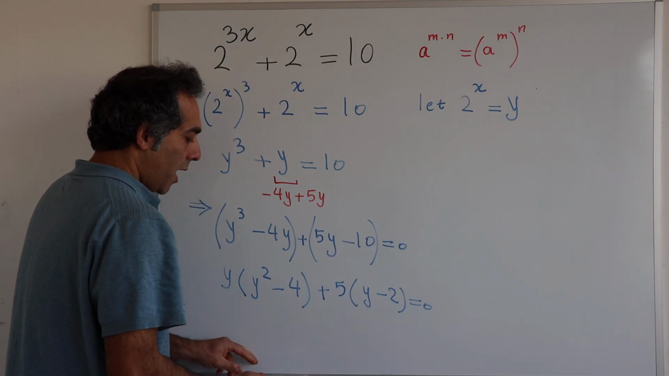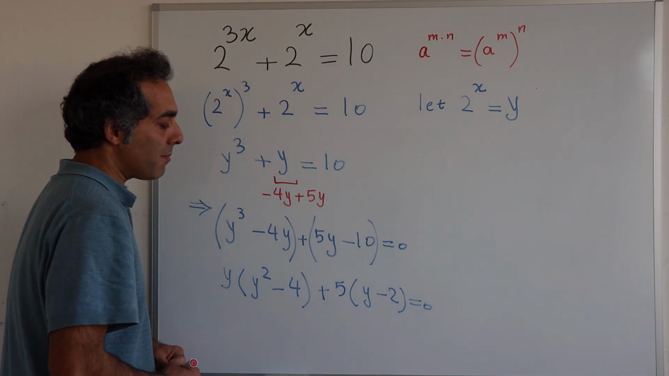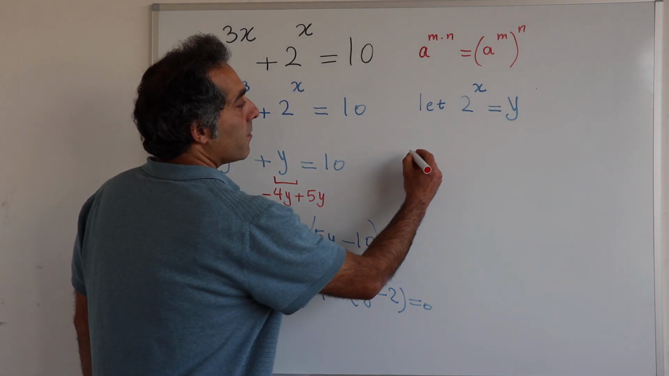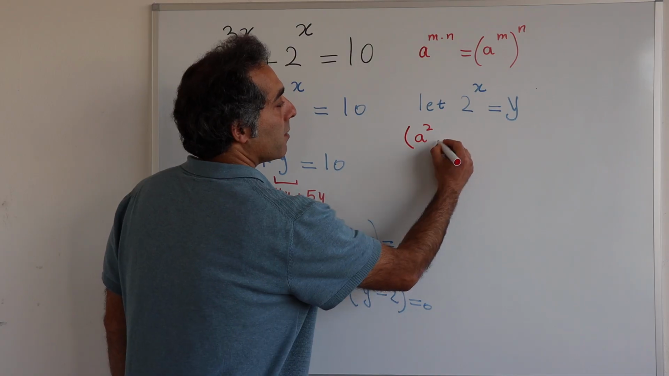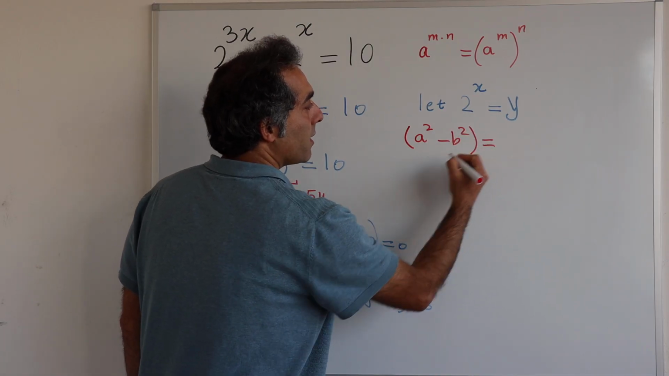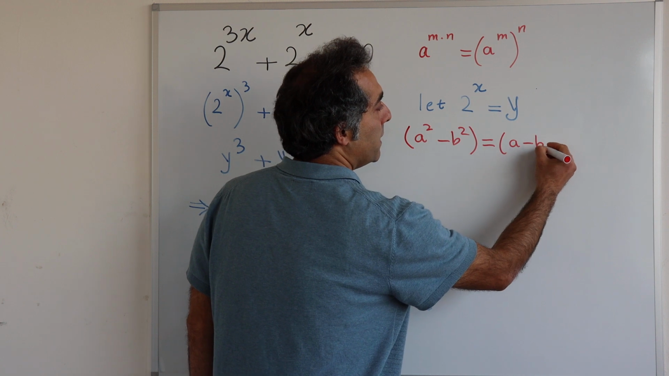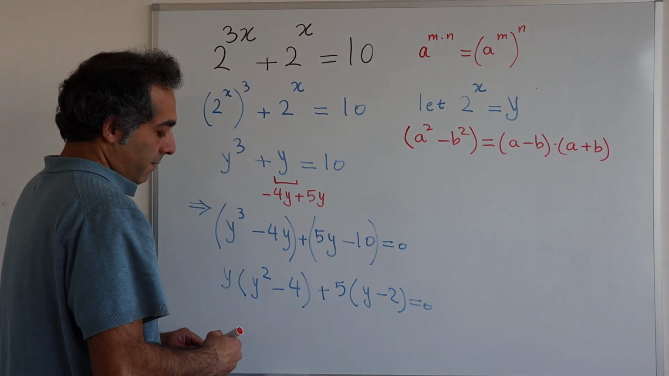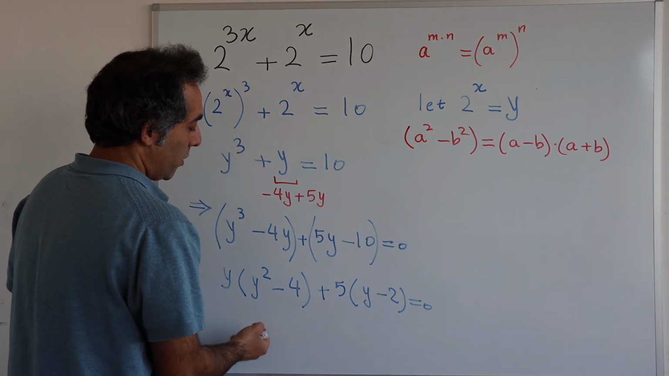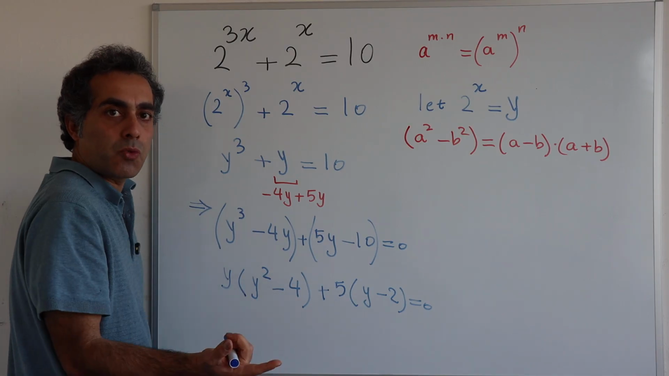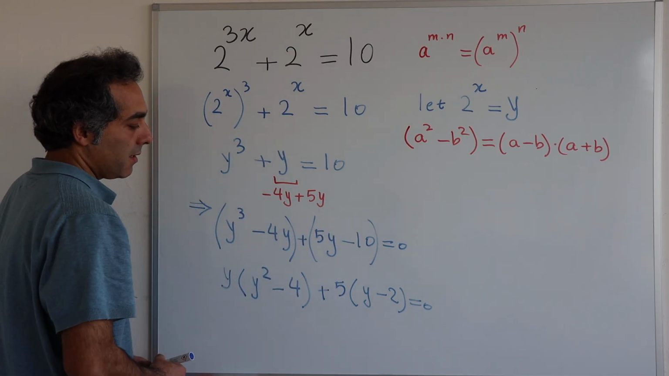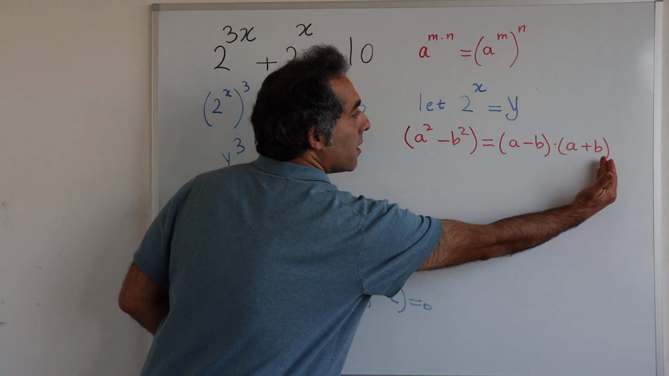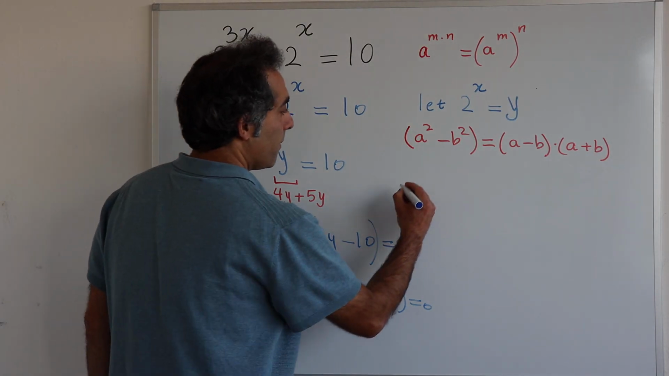Okay, now I write for you the mathematical identity we use here. You know, a squared minus b squared, you can write as a minus b times a plus b. The same situation you can see here, because 4 is 2 squared, and exactly this expression is repeated here. So we can use this result for this expression here.